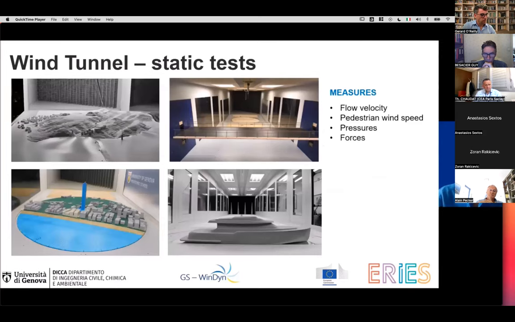Here you can see examples of static tests carried out in both section 1A and 2, in particular, wind field measurements in complex terrain, wind-induced action on a pedestrian bridge, pressure measurements on a tall building with different wind profiles, and the measurements of the forces exerted by the wind on a model boat. We also have a great experience in measuring pedestrian wind speeds.